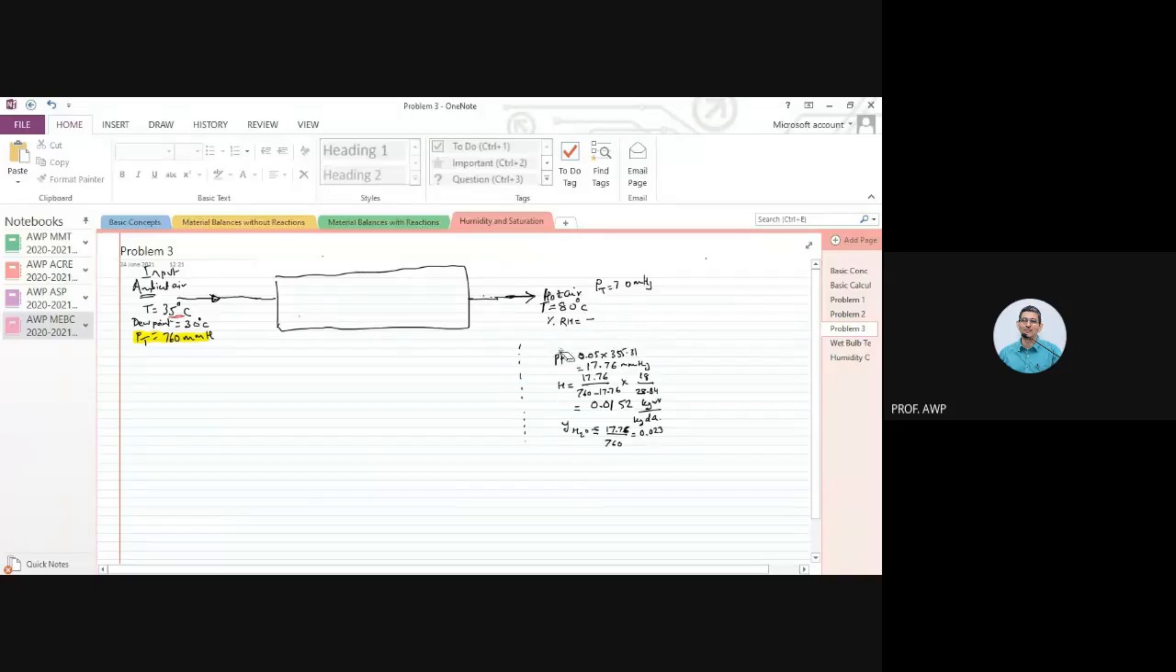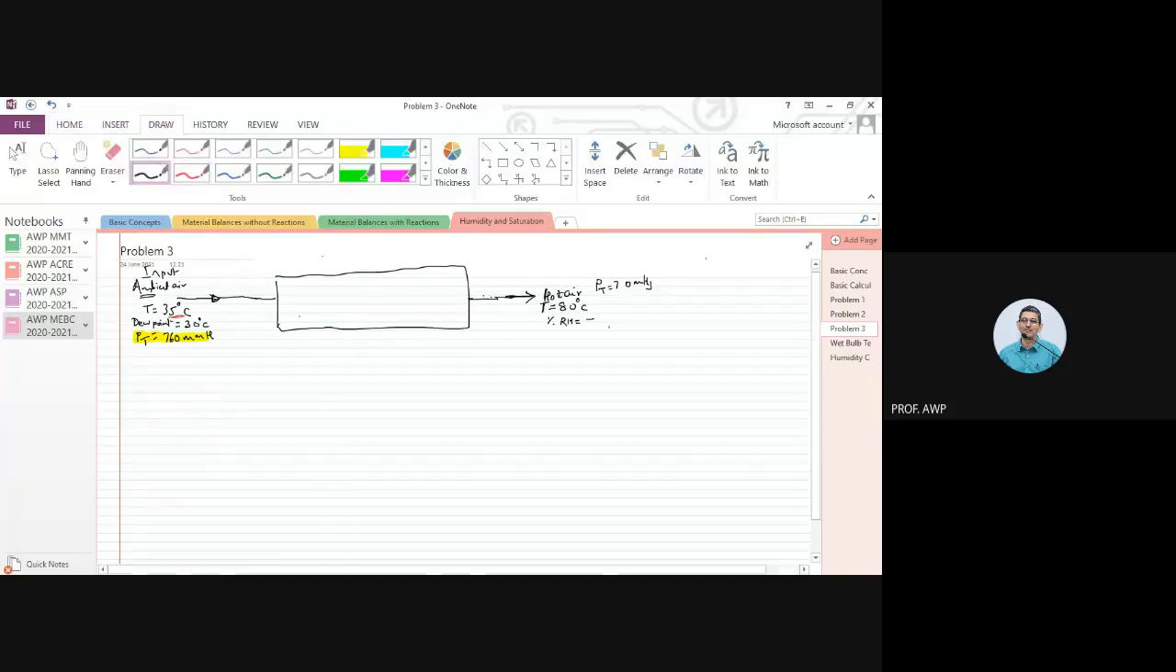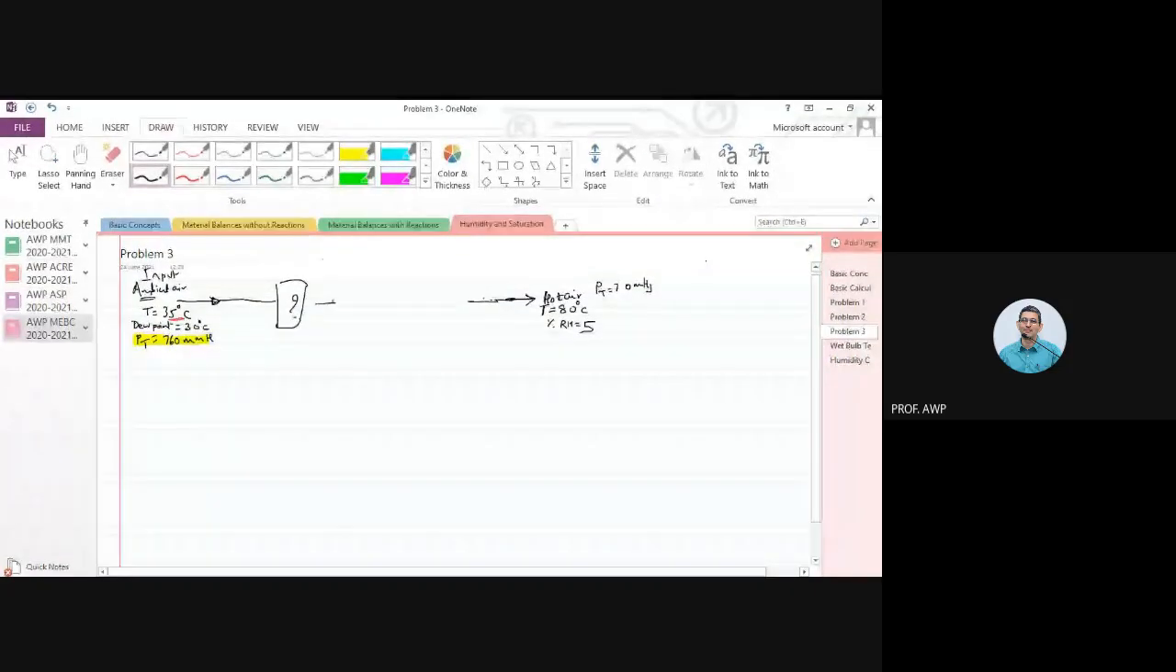Let's try to do this using our humidity chart, and let's see how easy or how straightforward this problem becomes. So this was RH equal to 5, and what I had asked you to do is what kind of process would you want. That was the problem that we did, right? Do you recall this problem?